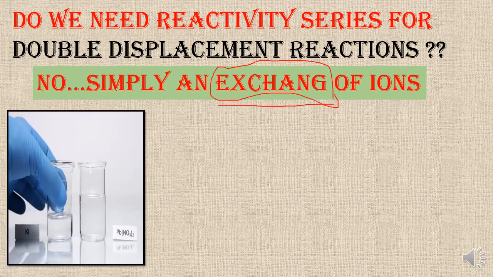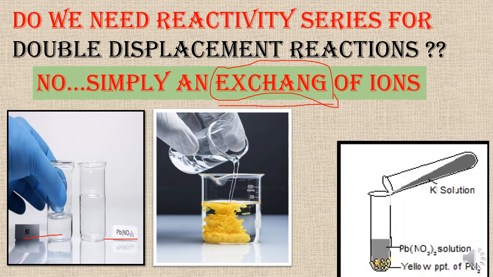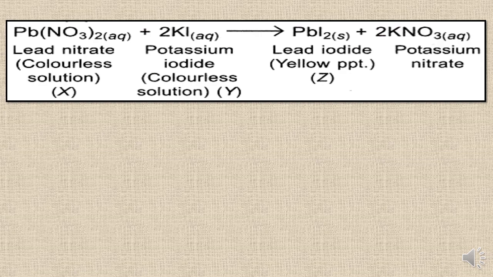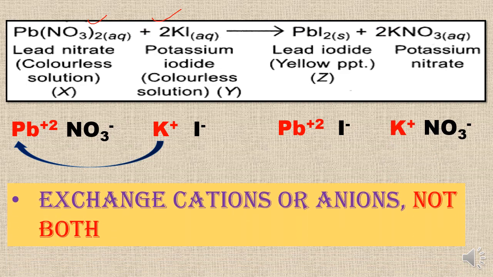For example, when two colorless solutions of potassium iodide and lead nitrate are mixed together, we will get a yellow precipitate. Why? Because in this reaction, the reactants are lead nitrate and potassium iodide. Lead nitrate has lead and nitrate ions and potassium iodide has potassium and iodide ions. When the positions of the potassium and lead are exchanged, then we will get lead iodide, which will form the yellow precipitate along with the formation of potassium nitrate.